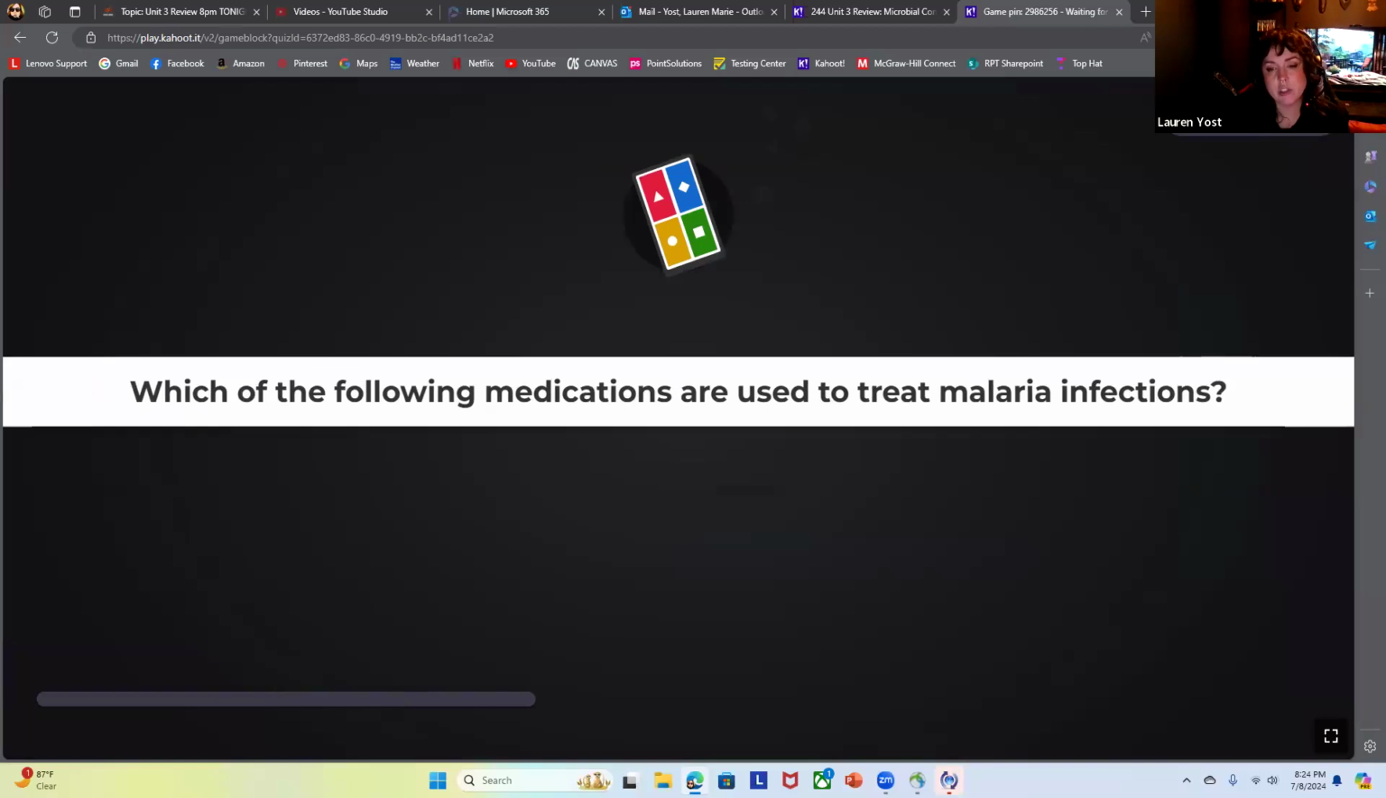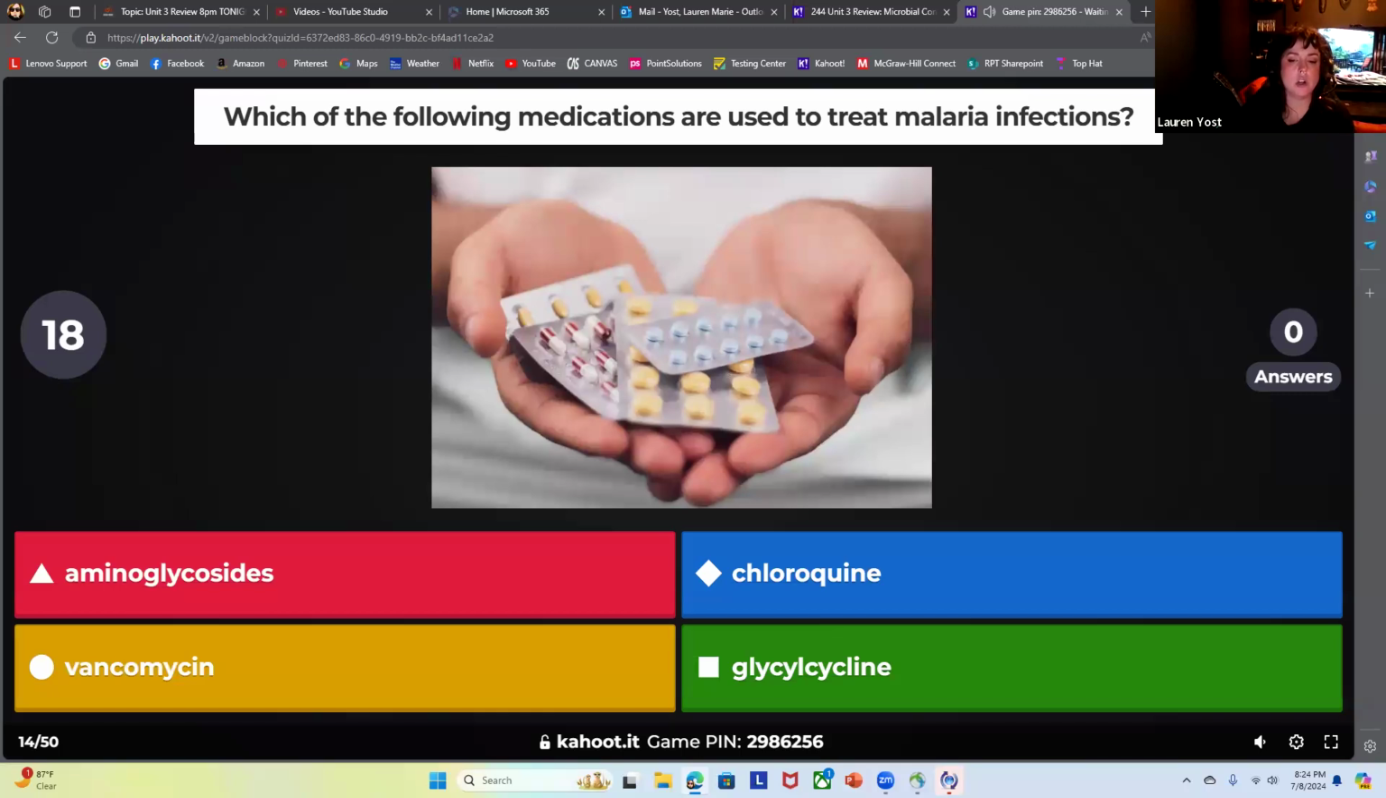Which of the following medications are used to treat malaria? So based on our knowledge of drugs that we might use to treat malaria, let's see if we can pick out the right one.